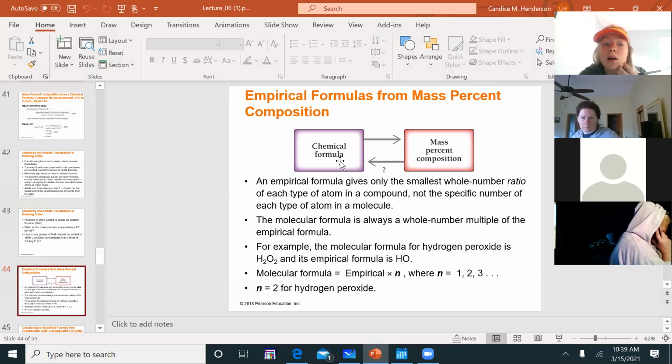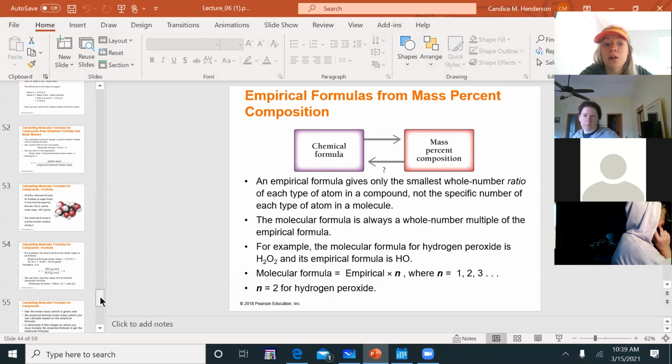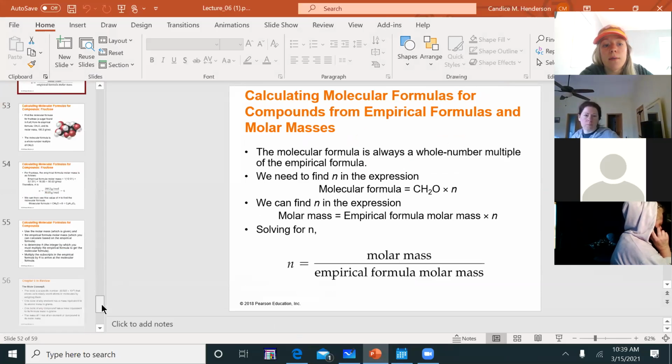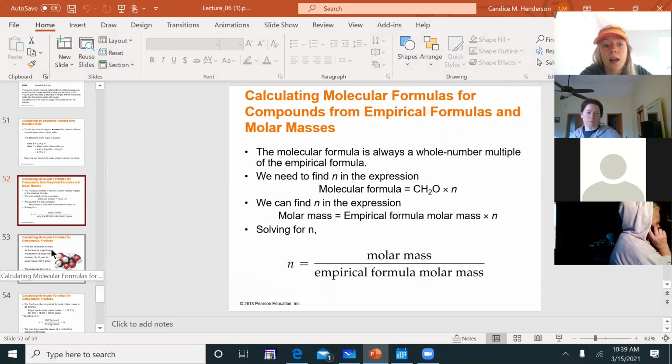Now there's a little bit more to this, because everything we've been solving thus far has been empirical formulas, but we know that there are molecular formulas out there. So there's an additional little thing that I will get into, but I'm going to leave it for Wednesday. I don't want to get it started right now.